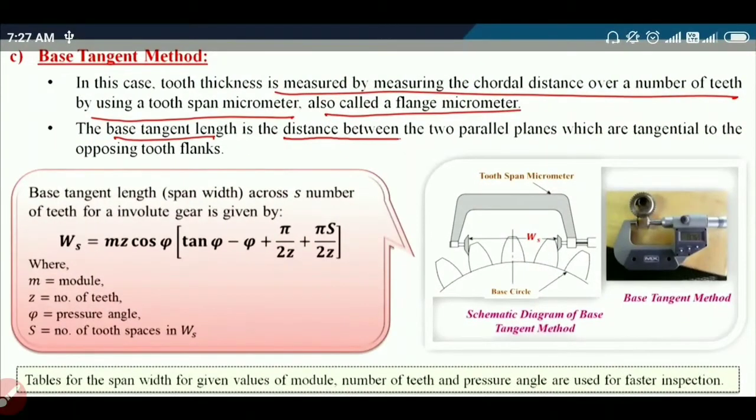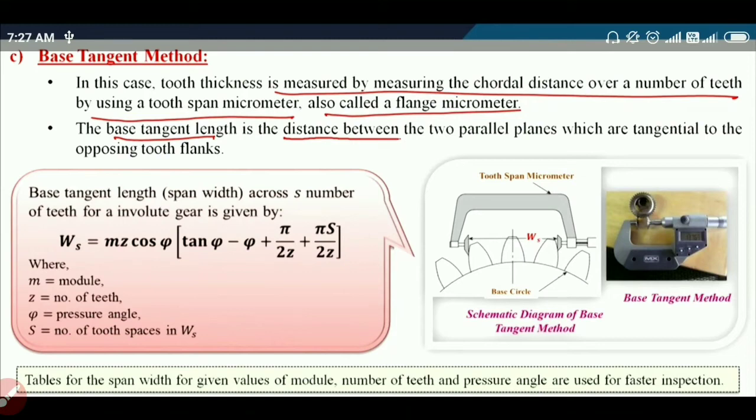In this case, tooth thickness is measured by measuring the chordal distance over a number of teeth by using a tooth span micrometer, also called a flange micrometer. The base tangent length is the distance between the two parallel planes which are tangential to the opposing tooth flanks.